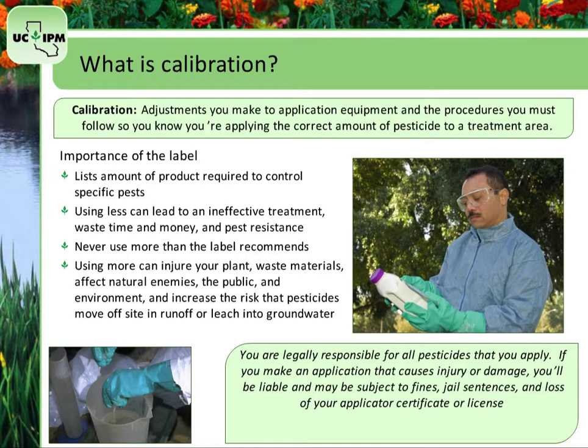You are legally responsible for all the pesticides that you apply. If you make a pesticide application that injures plants, people, animals, or property, you'll be liable and may be subject to fines, jail sentences, or loss of your applicator's certificate or license. California has a Code of Regulations, CCR, dealing with pesticides and pest control operations. The California Department of Pesticide Regulation, CDPR, adopts regulations to clarify the law and provide more detail on equipment maintenance and calibration. For more information, visit their website.